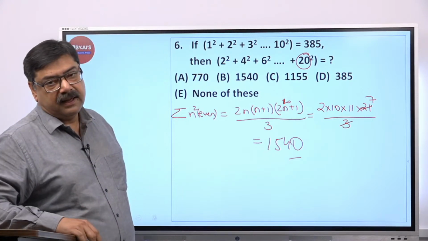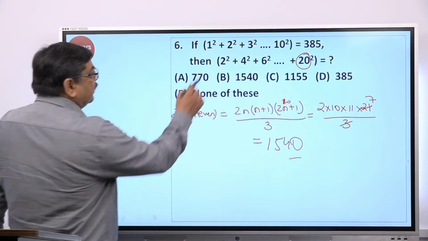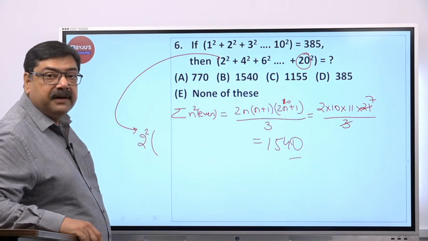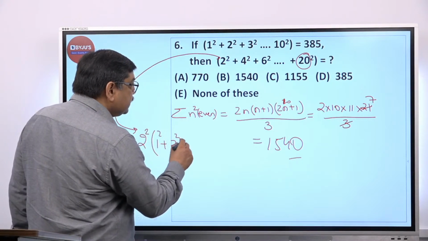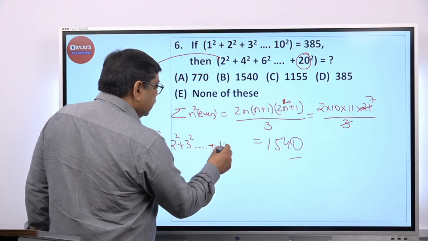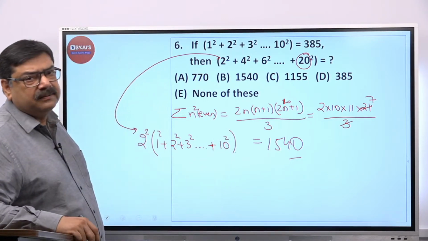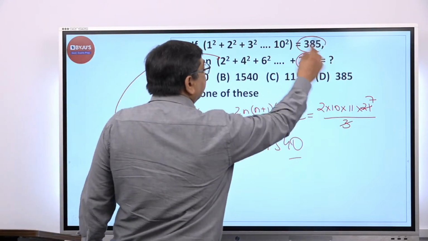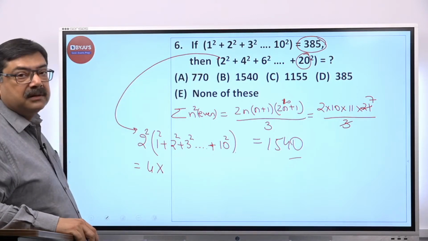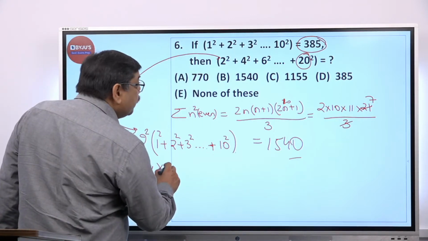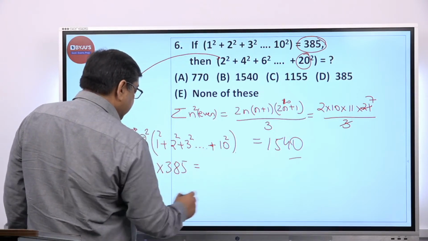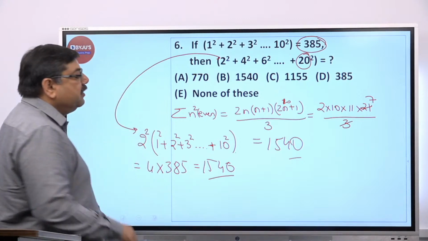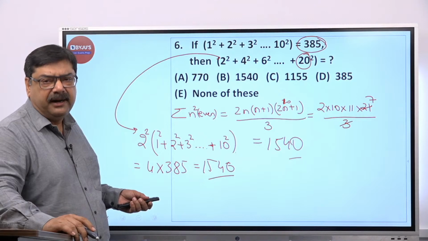That is one method. The other method is that if you take 2 square as common, what are you left with? 1 square plus 2 square plus 3 square and so on plus 10 square. The value here is already given to you as 385. So 4 into 385 is what I get, which is again 4 5s are 20, 4 8s are 32, so 34, 4 3s are 12, 1540 is again what we get. So either of these two methods you could have employed.